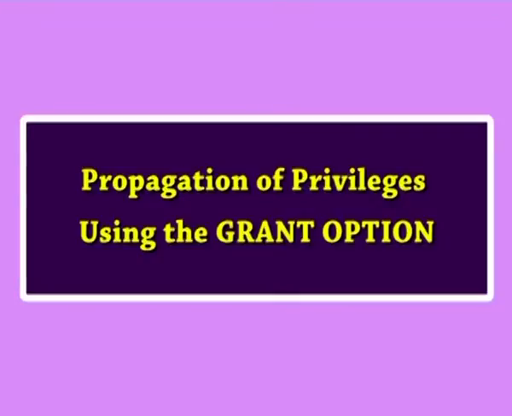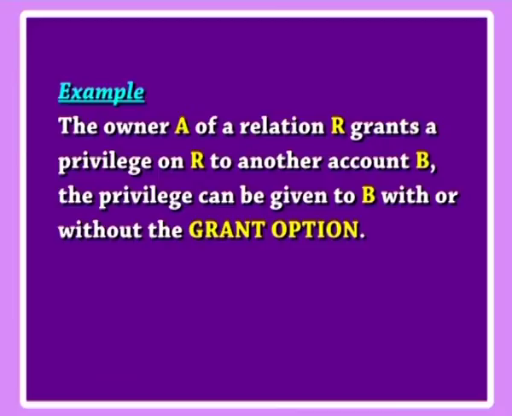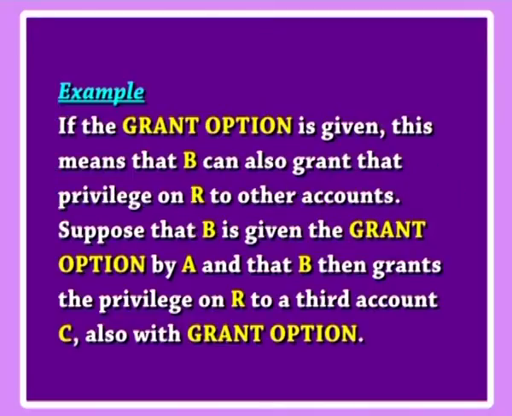Now, next is propagation of privileges using the grant option. Whenever the owner A of a relation R grants a privilege on R to another account B, the privilege can be given to B with or without the grant option. If the grant option is given, this means that B can also grant that privilege on R to other accounts.